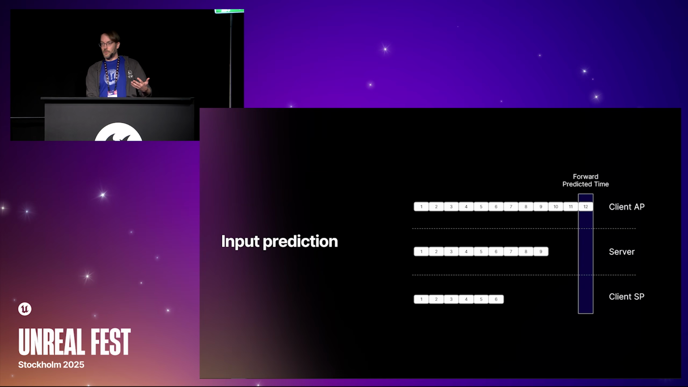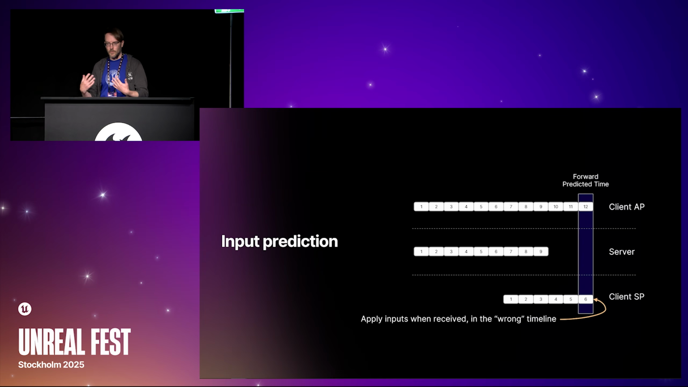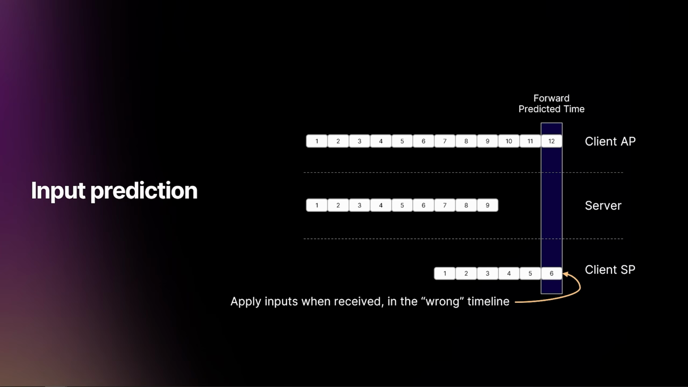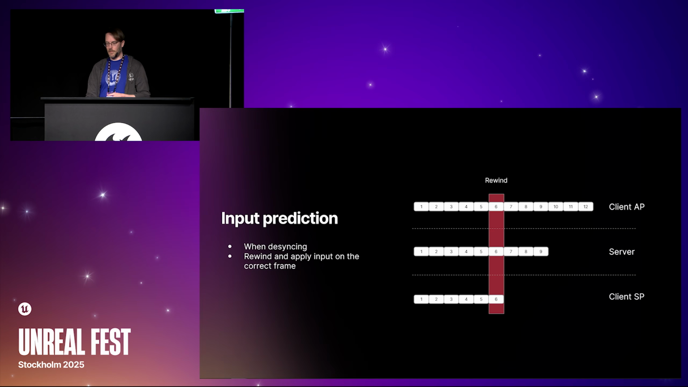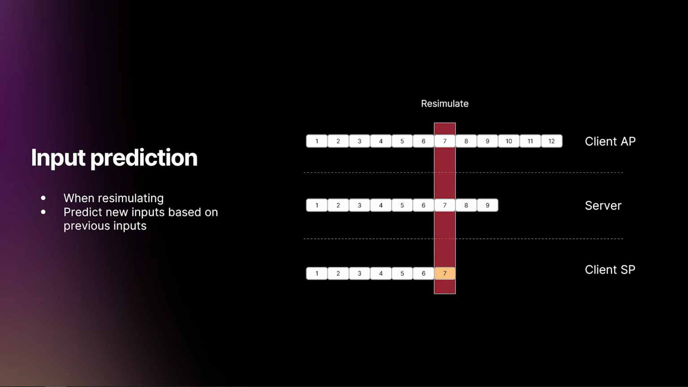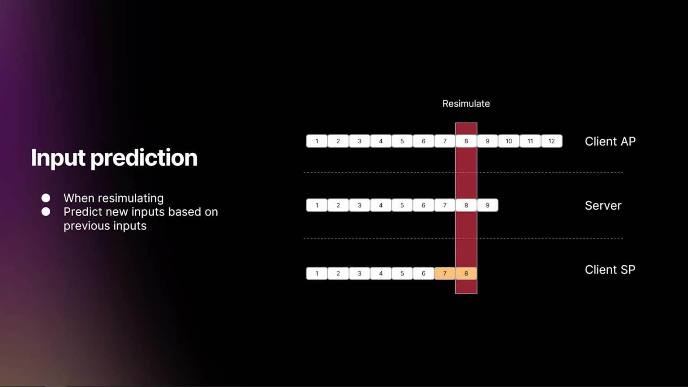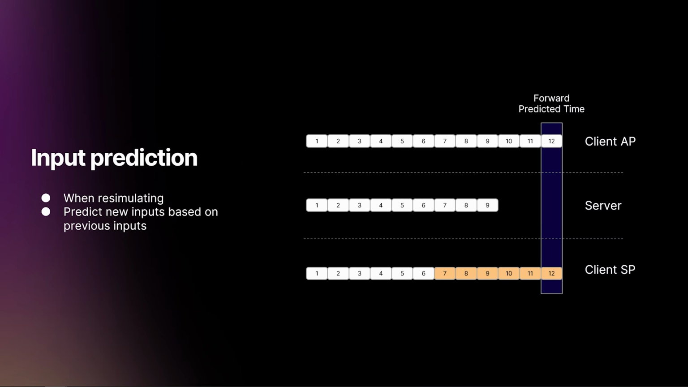But we need to apply the inputs also. So we apply the inputs when we get them in the wrong, so to speak, timeline. The sim proxy will apply the input 6 on frame 12, which is wrong. And eventually that will lead to a desync. And when a desync happens, we do a rewind. We apply input number 6 on frame 6, where it should have been applied. And then we resimulate, predicting inputs based on the input we already received, and do that up until the current forward predicted time.